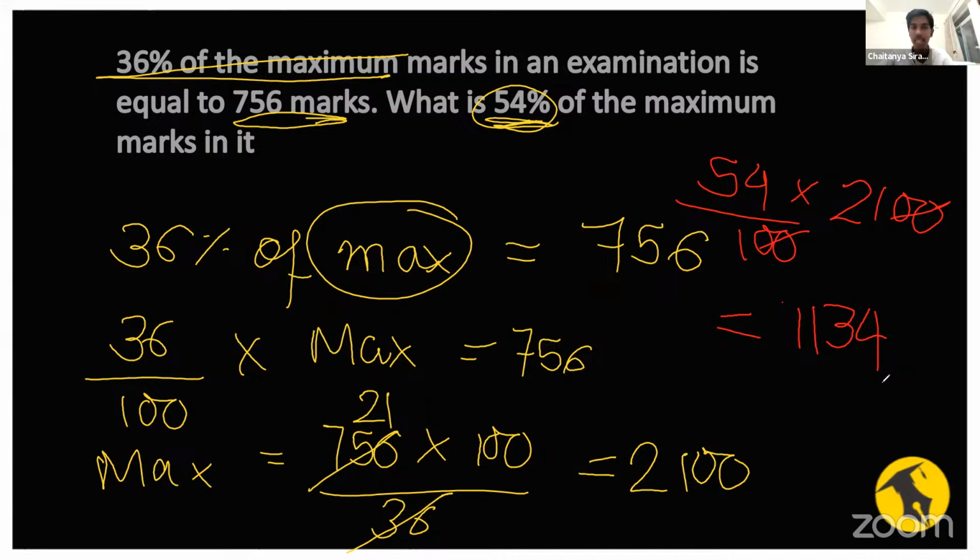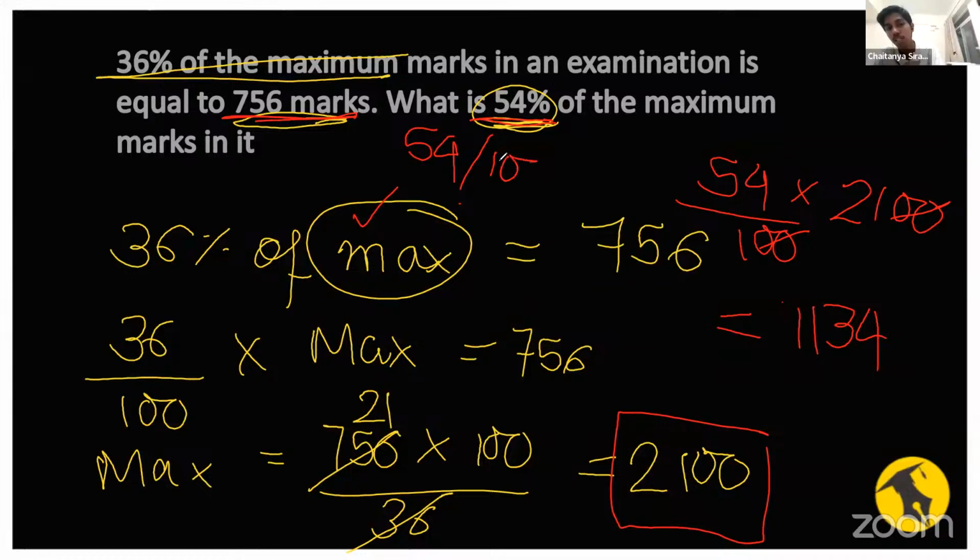So I'll again read the question. 36% of the maximum marks in an examination is 756, and we were asked for 54%. So we calculated the maximum marks first, and got 2100, and using that we calculated 54%. Percent means for every 100. So 54% means 54 upon 100. I multiplied it with the maximum marks, and I got 1134 as the correct answer. All right. Okay, let's move ahead.